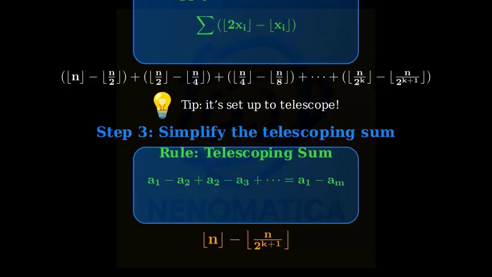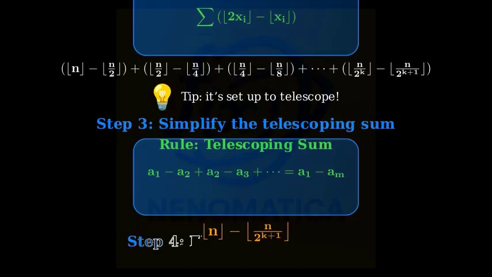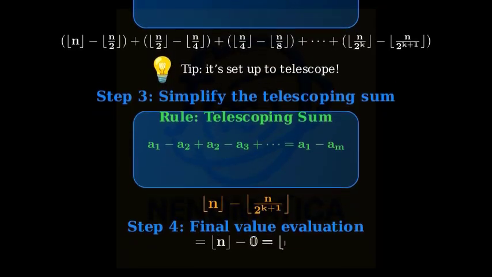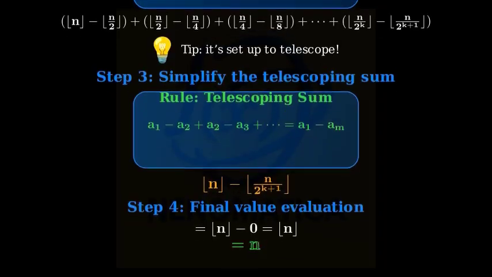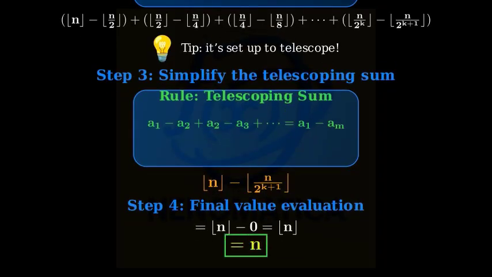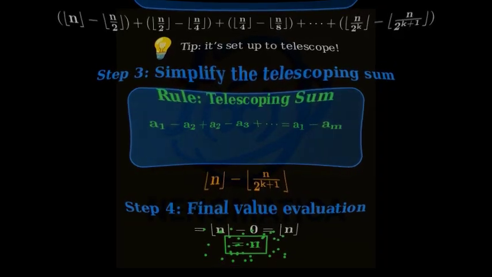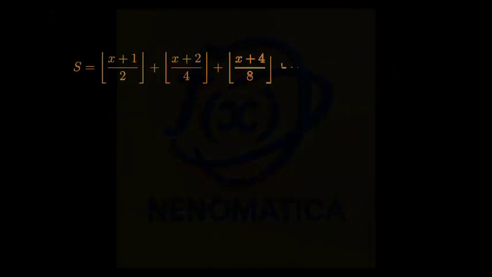Step 4. If k is large enough, the last floor becomes 0. Then the sum reduces to floor of n. We'll show the step title. Now write the last floor as 0, and conclude the value is floor of n. Since n is an integer, floor of n equals n. That's our final result. In this lesson, we will solve a beautiful telescoping sum with floor functions.